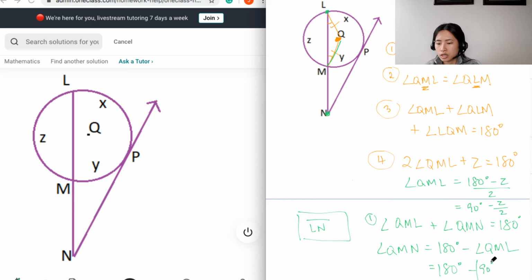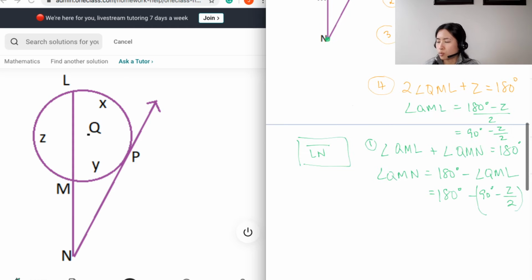So make sure you have that bracket because you're going to distribute the negative sign. Okay, great. So once we have that, we're going to say we have 180 minus 90 degrees plus Z over 2, right? Because this negative sign gets distributed to this negative Z over 2. It becomes positive Z over 2. Then you have 180 degrees minus 90 degrees. So this is 90 degrees plus Z over 2.